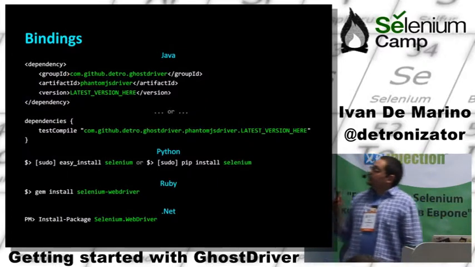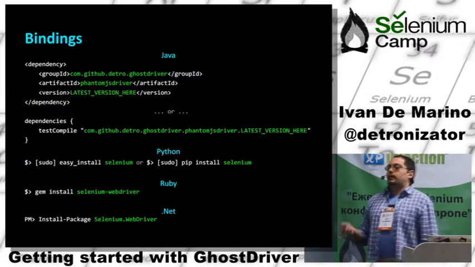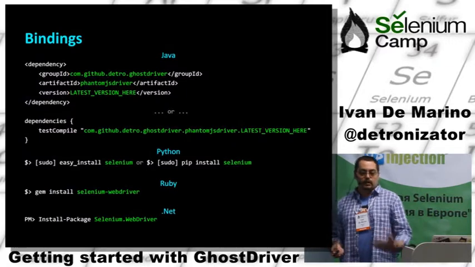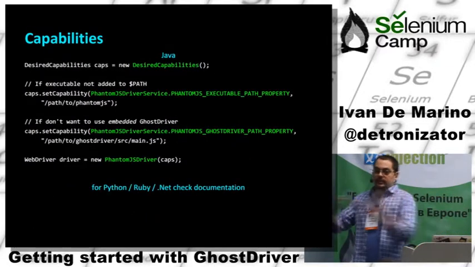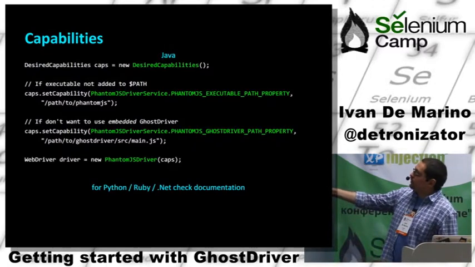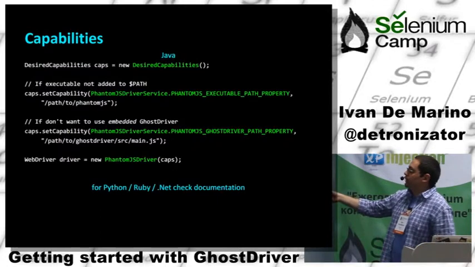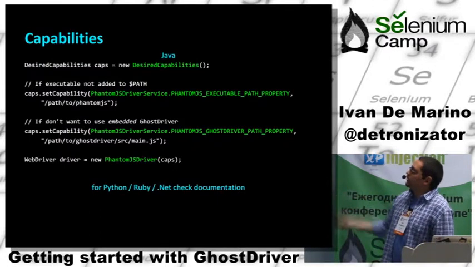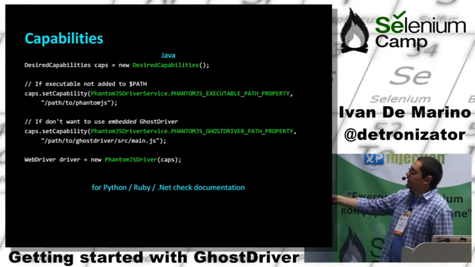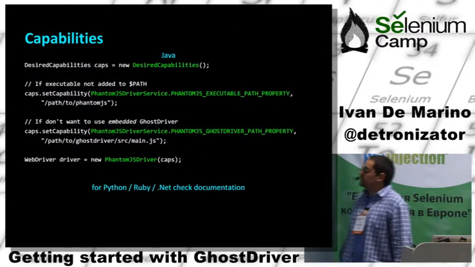Capability. This is important because you need to tell the driver, the binding, where the actual executable of PhantomJS is. You have downloaded it, you know what it is, but your test doesn't know it yet. To do it, you pass a simple set of capabilities. I put a couple of static finals in the class PhantomJS driver service just to make it easy to remember. It's a bit of a long name, but ultimately you set this capability to describe what the executable is, and you put the path to it here.